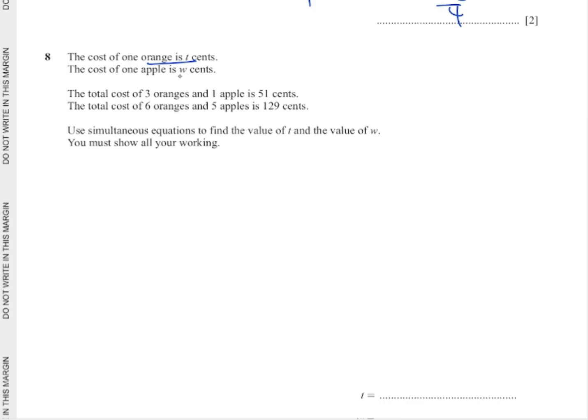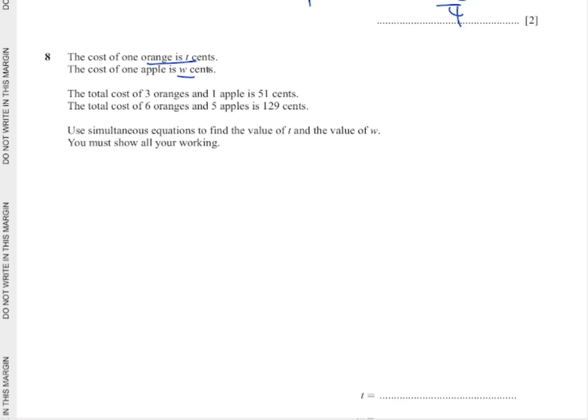8. The cost of 1 orange is t cents. The cost of 1 apple is w cents. The total of 3 oranges and 1 apple is 51 cents. The total cost of 6 oranges and 5 apples is 129 cents. Use simultaneous equations to find the value of t and the value of w. You must show all your working.